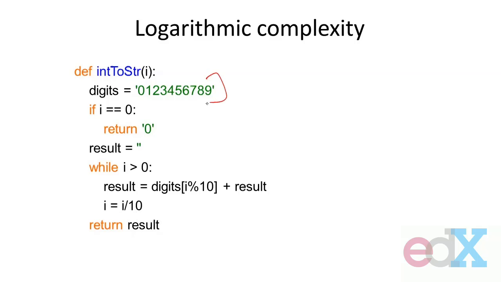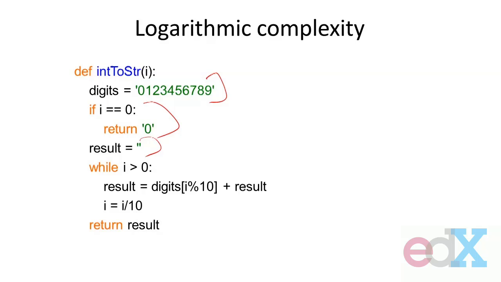I'm going to set up an internal variable called digits. It's just the string of all the digits. And then given I, if it's 0, I'm done. If not, what am I going to do? I'm going to set up a little variable result that's initially an empty string. And then I'm going to take that integer I.